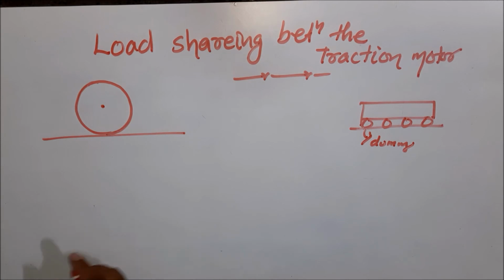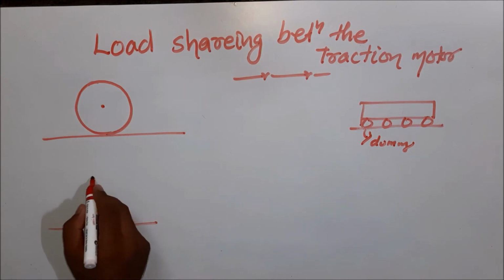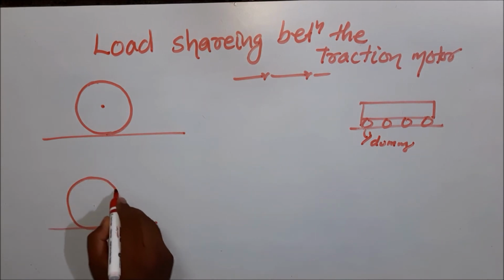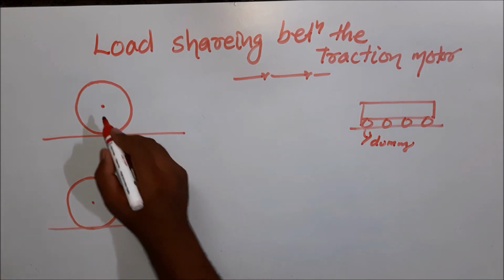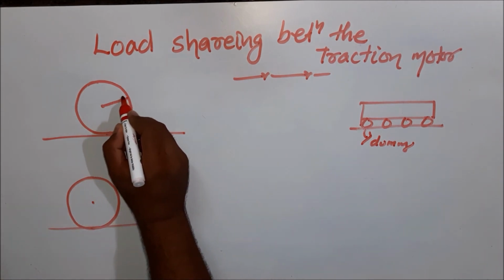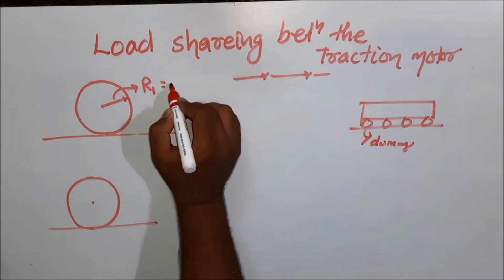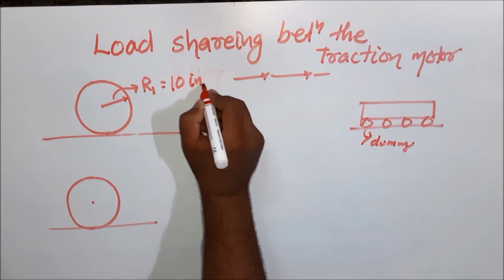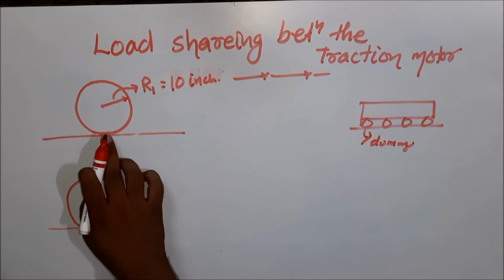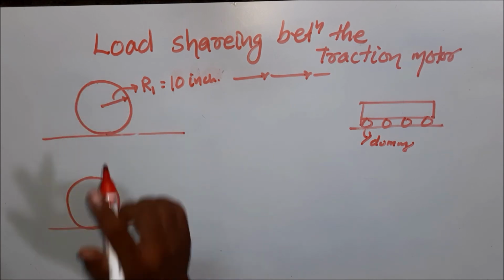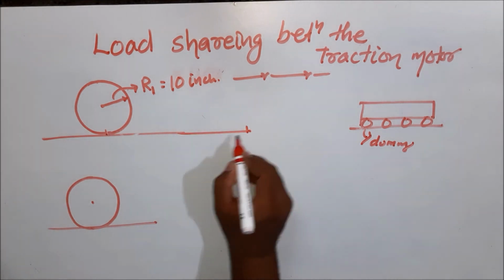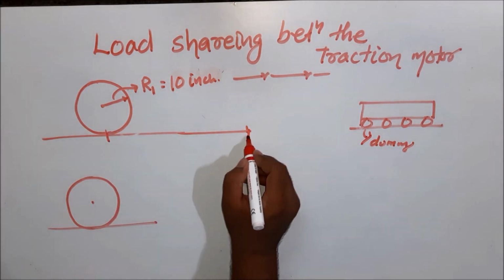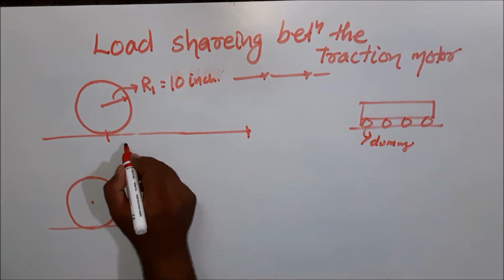Let us consider this is a driving wheel, and I have another wheel that is also a driving wheel. In the picture I just represent it like this. And let us say the radius of the first wheel is R1 = 10 inch. So when this wheel completes one rotation, it travels a distance equal to its circumference or perimeter.